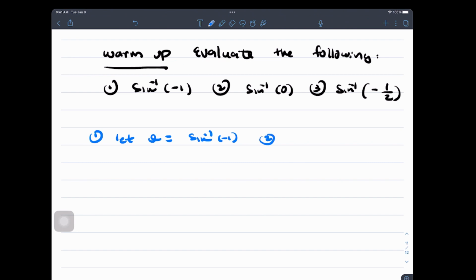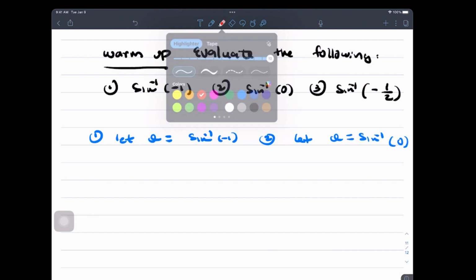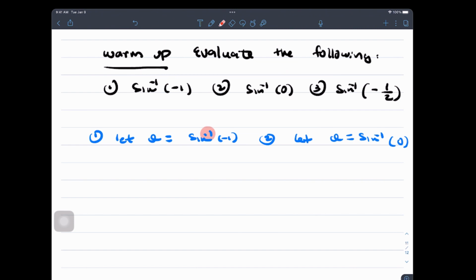What about for number 2? You're going to do the same thing. Theta being inverse sine. Okay, this is not reciprocal. This is inverse sine. Remember this is the notation. These are reverse functions.